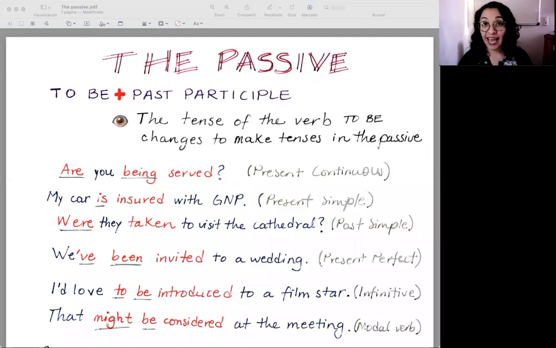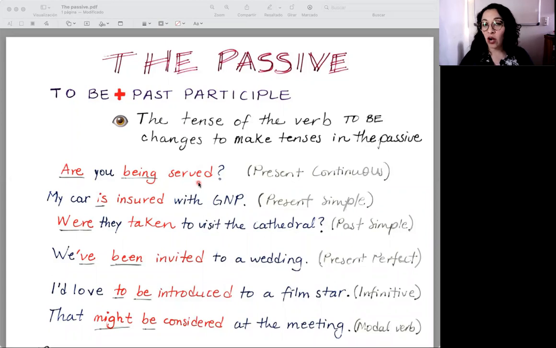Hey, today I'm going to explain to you a bit more about the passive. The structure of the passive is to be plus another verb in past participle. Important, the tense of the verb to be changes to make tenses in the passive.